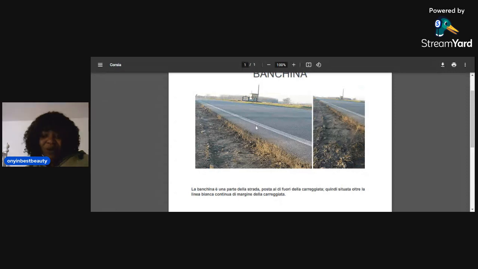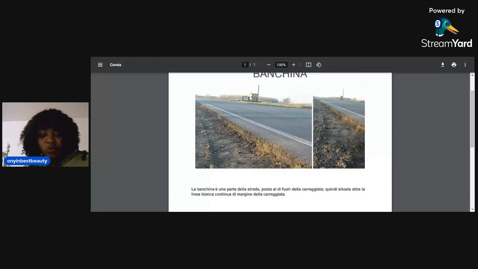Now it says la banchina è una parte della strada. It is a part of the road. It is not a part of carreggiata. It is only affiancata, it is only close to the carreggiata. Remember, it is a part of the road. Posta al di fuori della carreggiata. It is posted outside of the carreggiata.